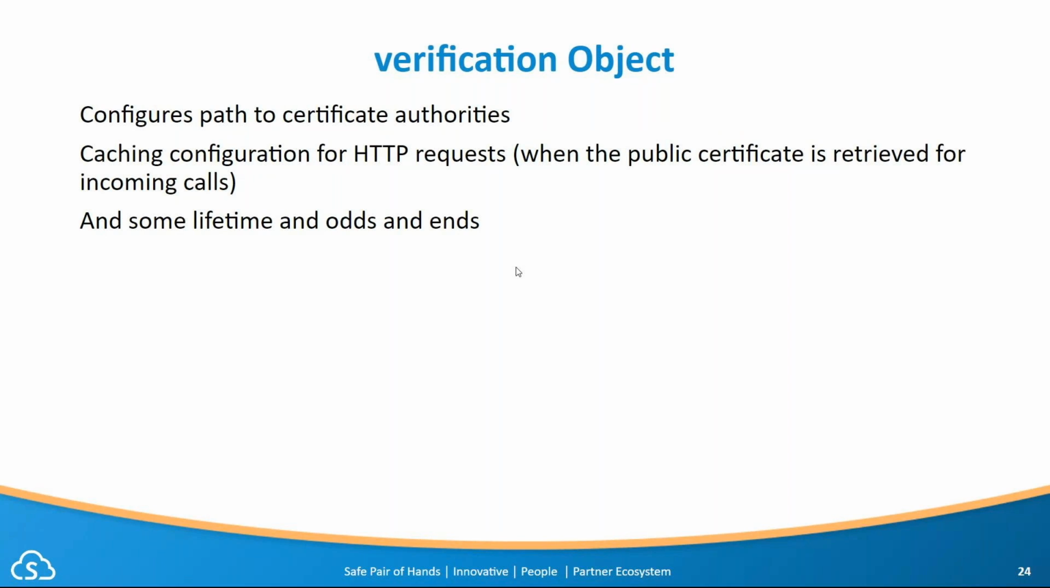The verification object configures a path to the certificate authorities, as well as some caching configuration for HTTP requests. And that is, like I said before, when the public certificate is retrieved for an incoming call, as well as some lifetime configurability and odds and ends. From a lifetime perspective, that refers to how long before we consider an identity header from the SIP side to be stale. So if the lifetime of a signature is 30 seconds and we actually get the signature after 60 seconds, we would consider that stale and not actually be able to verify that.